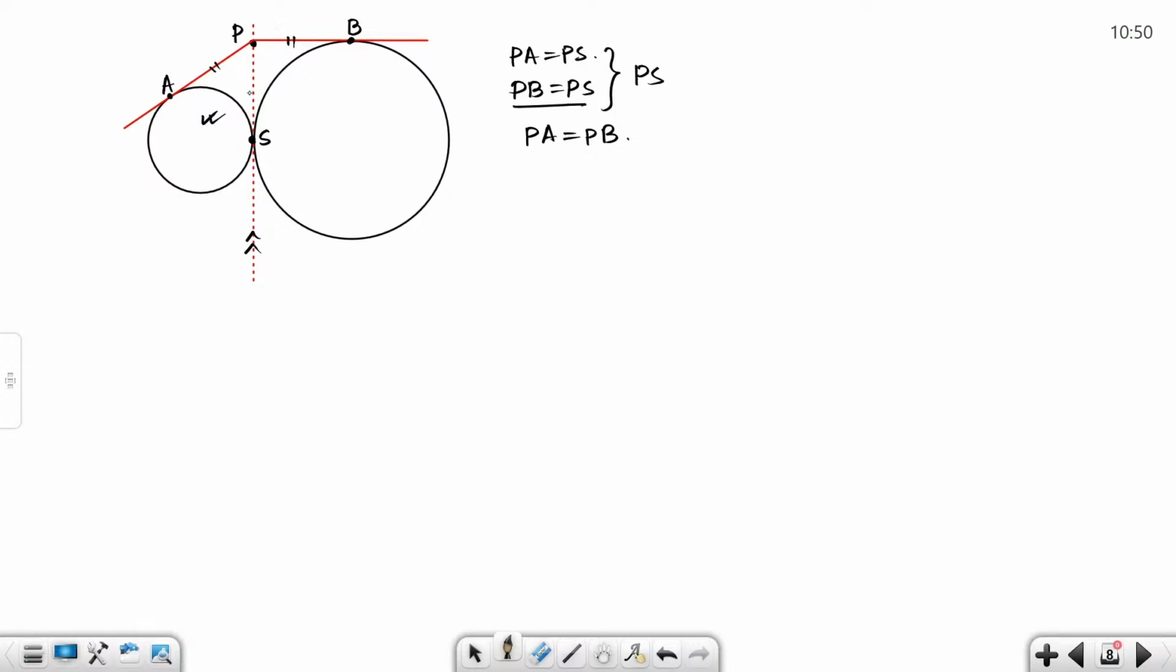That is, for any point chosen on the transverse common tangent, the lengths of the tangents drawn to the two given circles are equal, which implies that the transverse common tangent is the same as the radical axis. Is it clear to everyone? Okay, so let us move on to the next property.